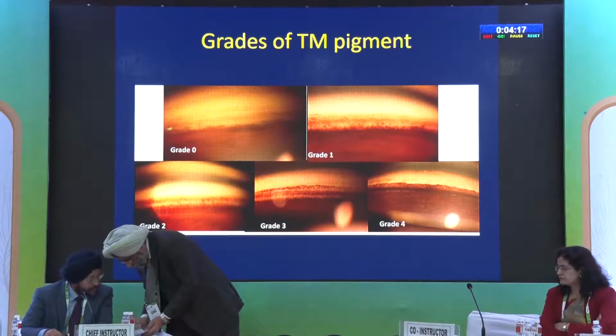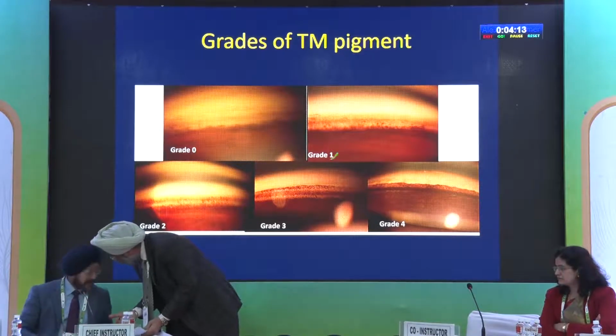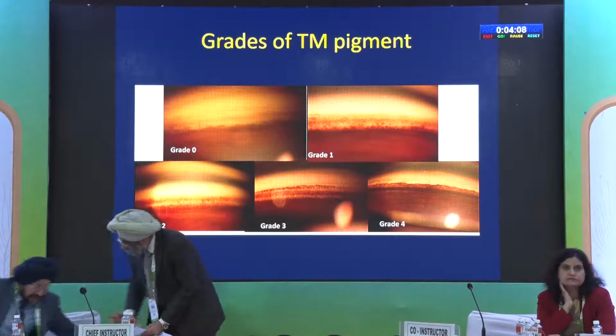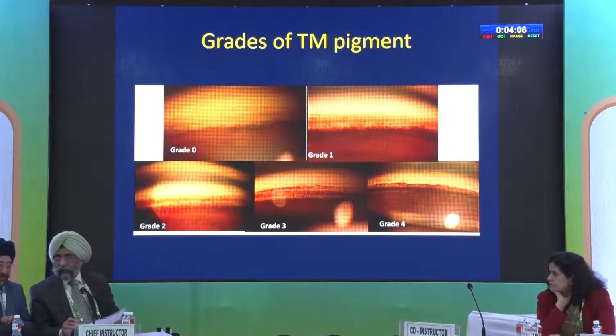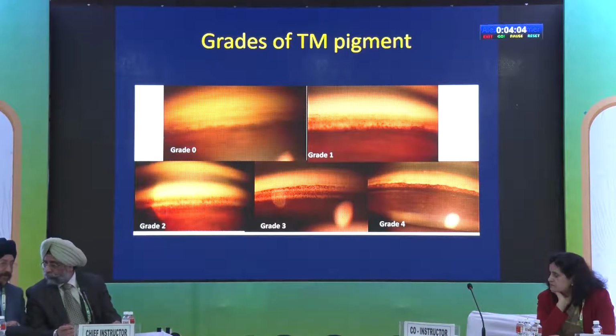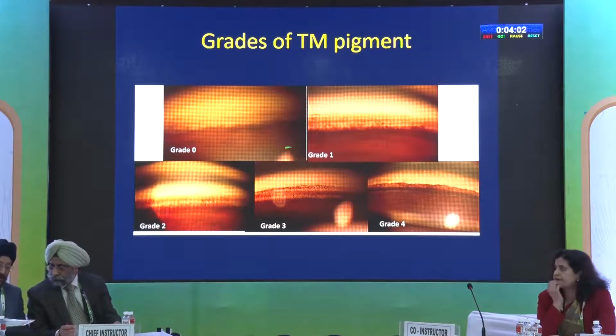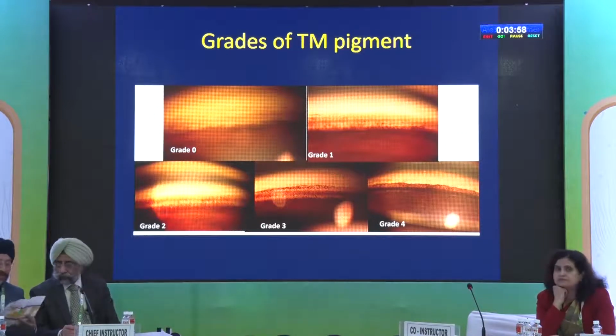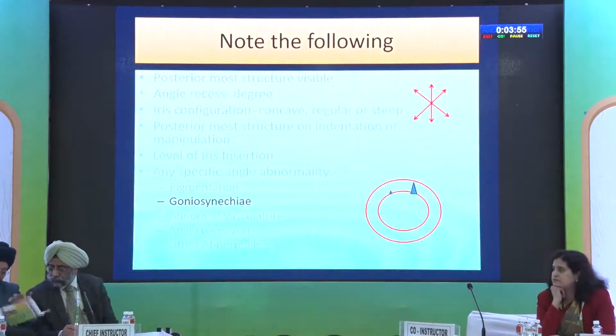Sometimes you might see that there is flat iris configuration and you are not able to see any angle structures. So in these cases, you have to make a corneal wedge and see the iris configuration and identify where actually the angle structures are lying. Early on when you're doing gonioscopy, it's easy to confuse between a non-pigmented angle versus a closed angle.